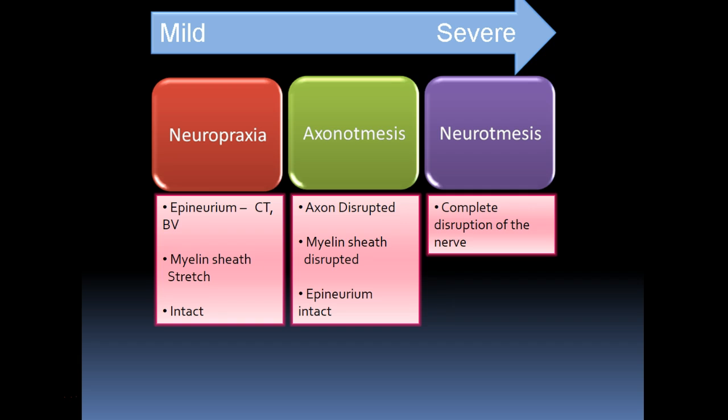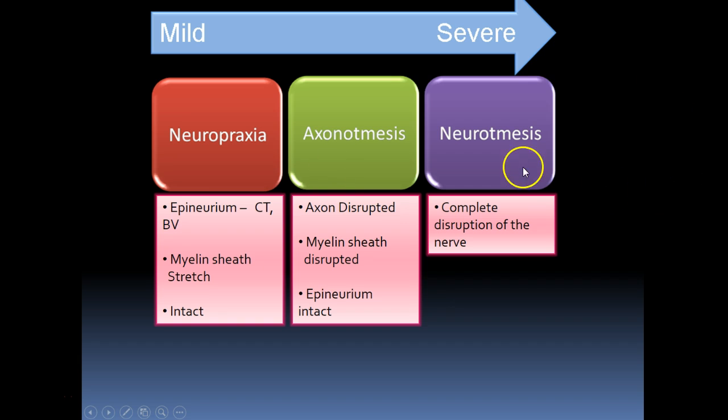What we see most often if we're doing a differential between an axonotmesis and a neuropraxia is that for the most part the symptoms are the same, except the duration of symptoms is generally a lot longer. And so we just don't know how long it takes to resolve those signs and symptoms, but we do know that they last a lot longer.